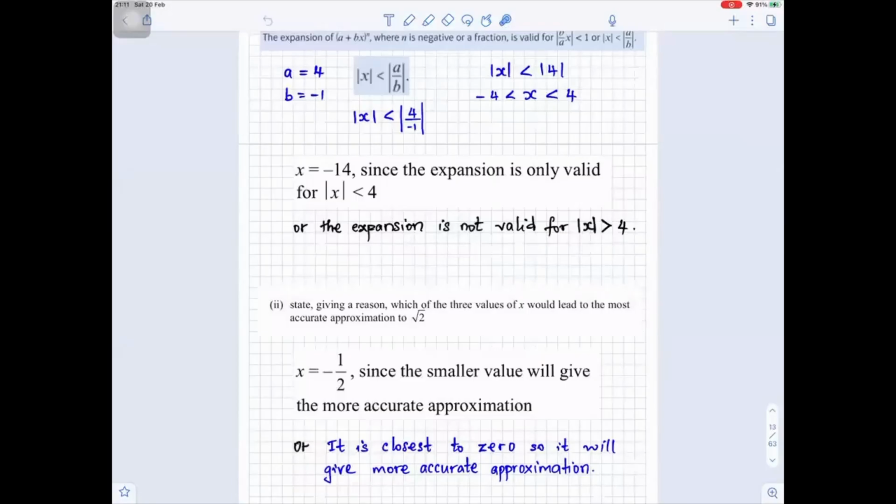Next one, state giving a reason which of the three values of x would lead to the most accurate approximation to root 2. x equals minus a half. Why? Since the smaller value would give the more accurate approximation. So the smaller the value, the more accurate the approximation. It is closest to 0, so it will give a more accurate approximation.